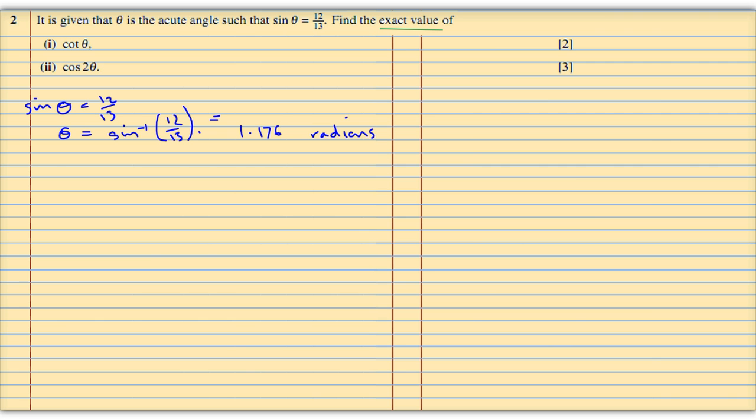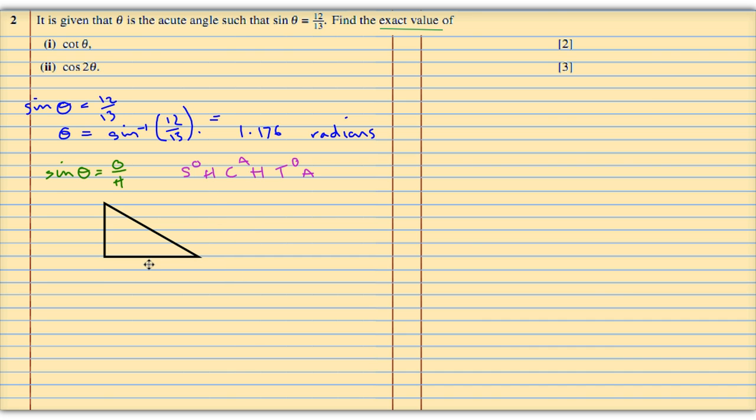Okay, so let's think about our definitions for sine theta. What is sine theta? Well, if we remember SOHCAHTOA, let's write SOHCAHTOA. Then sine theta is just opposite over hypotenuse, obviously for a right angled triangle. So the opposite side in this case is of length 12 and the hypotenuse is of length 13, so we can draw a nice diagram.